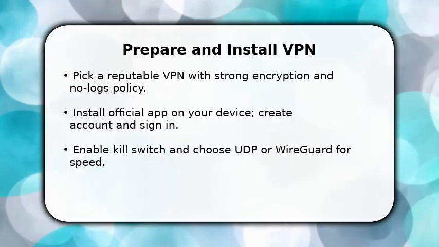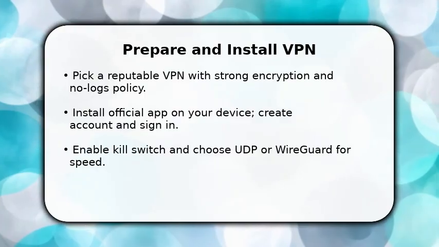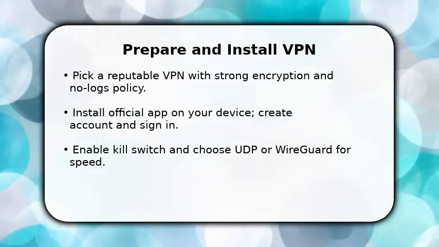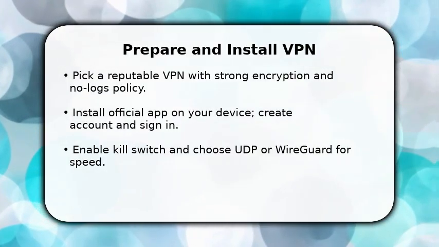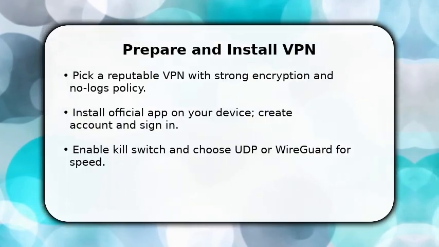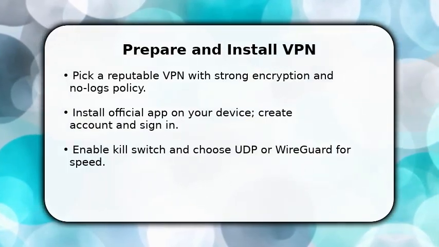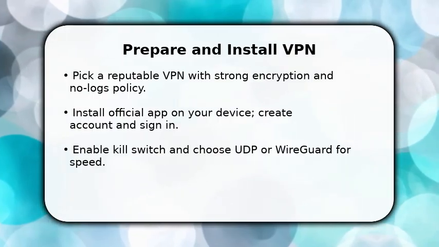Enjoy the video. You start by choosing a reliable VPN provider because WhatsApp calls need low latency and privacy. Pick one with WireGuard or UDP for performance. Once installed, sign into the official app and allow any required permissions.